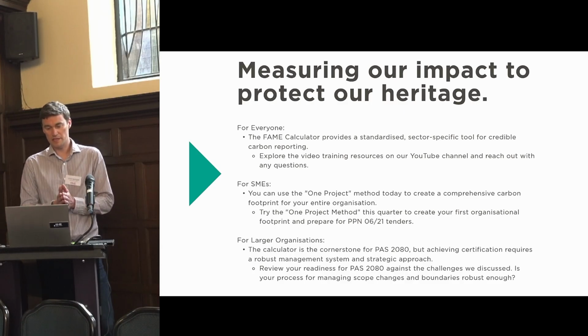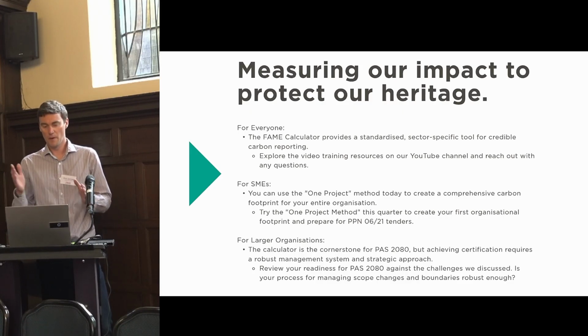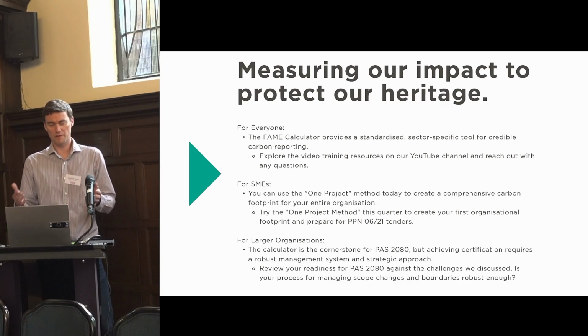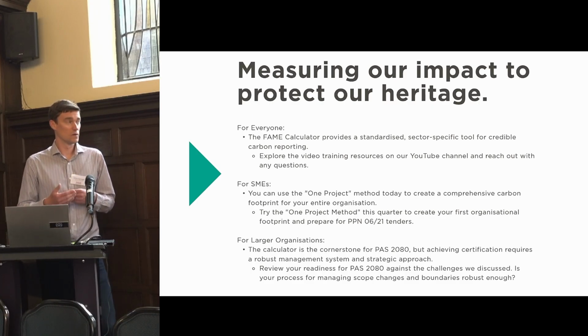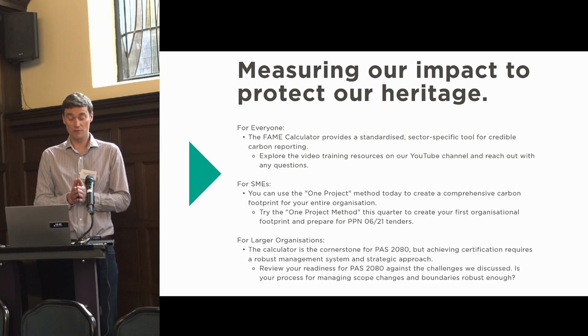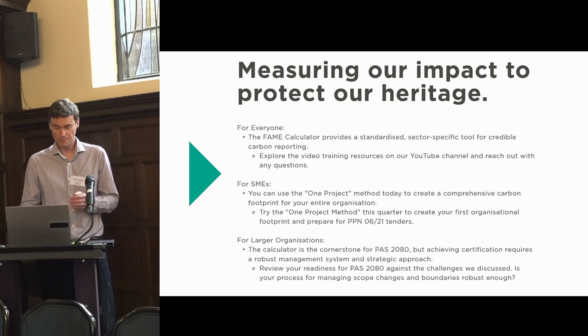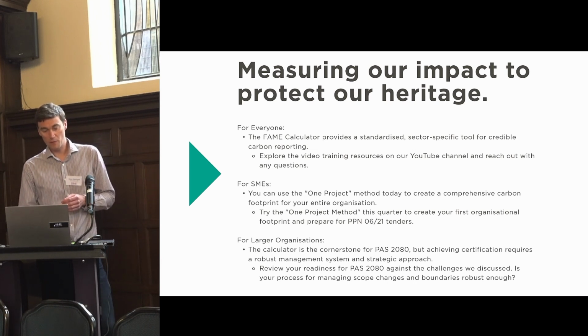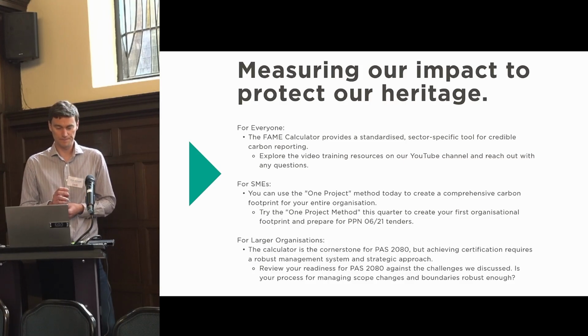For SMEs, you can use it. One of the questions was, how do we make this work for the SMEs who may not need it at that Power 2080 level? Well, the answer is, if you want to do your organizational carbon footprint quickly, then essentially do it through that one project method. That would be enough to get you through things like PPN 06/21, the public sector carbon reduction requirement.